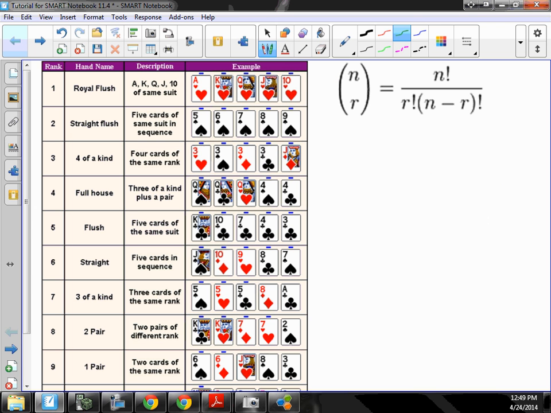Okay, so the next question asks, how many possible 5-card hands are there in poker? Well, how many cards are there? 52. How many cards are we picking? 52 choose 5. So 52 choose 5 is like 2.5 million. Almost 2.6. Okay, we'll do 2.6 million. Whatever it is, it's on your calculator. Okay, now we're going to go through and figure out how many possibilities there are for each particular hand.